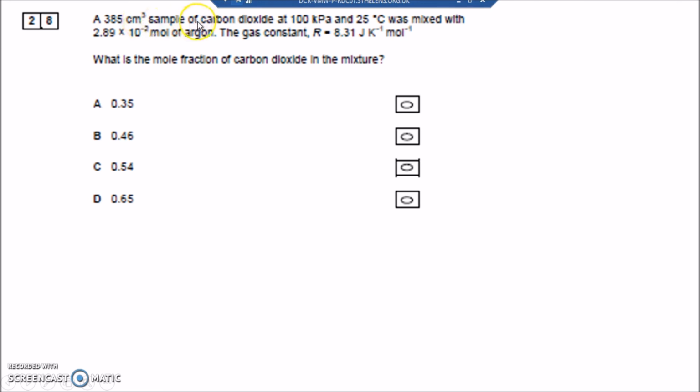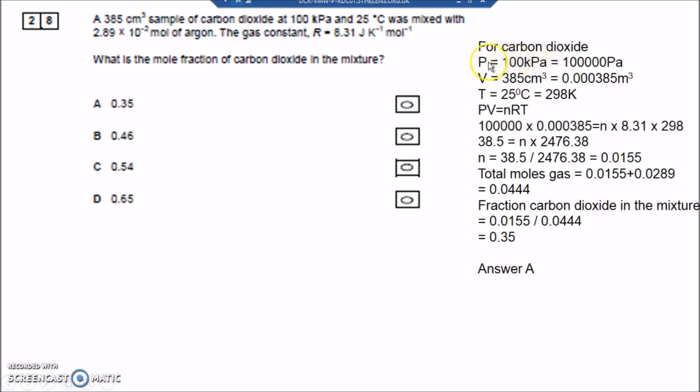So my first step is to work out the number of moles of carbon dioxide using PV equals nRT. The R gives me a clue that I'm going to be using PV equals nRT. Spoiler: I've got centimetres cubed here, kilopascals and 25 degrees C, and they're all wrong. This needs to be in metres cubed, this needs to be in pascals, and this needs to be in Kelvin. So let me show you what I'm doing. For kilopascals into pascals, that's a larger unit going down to a smaller unit, so I multiply by 1,000. 100 kilopascals is 100,000 pascals.